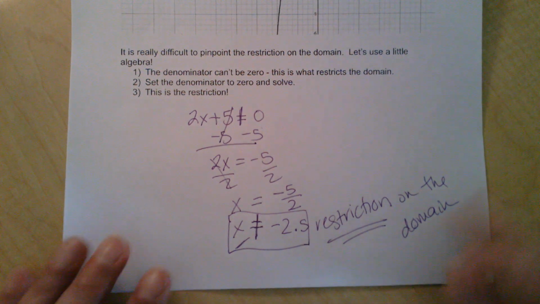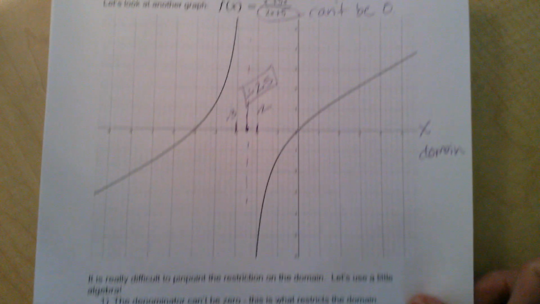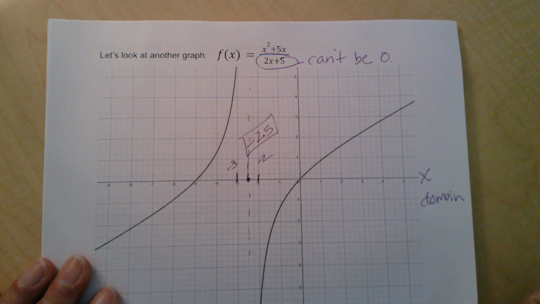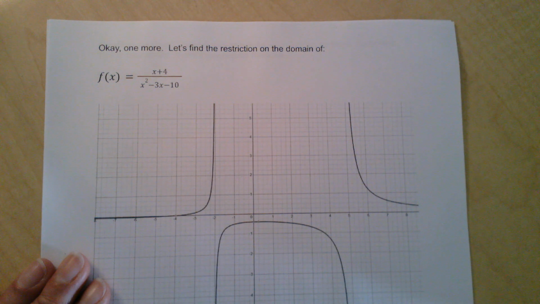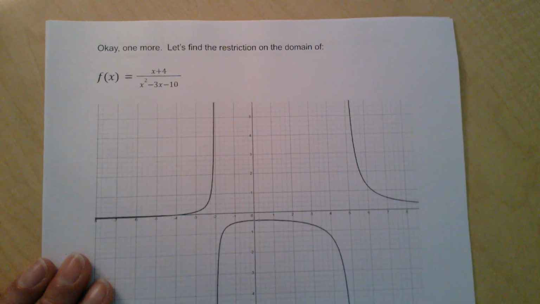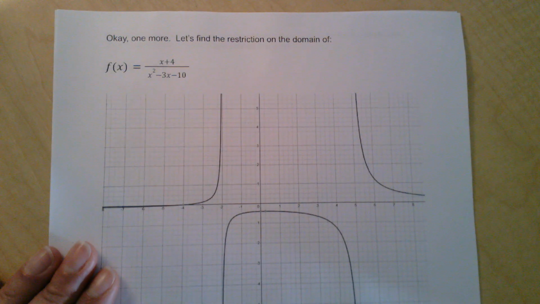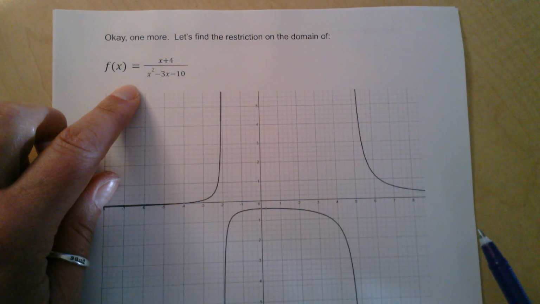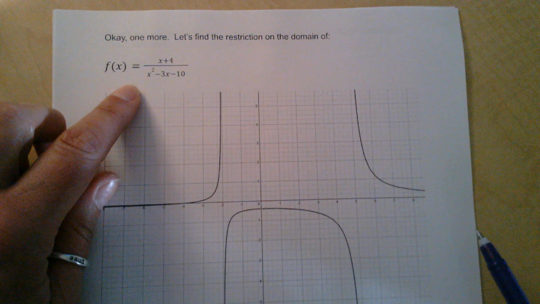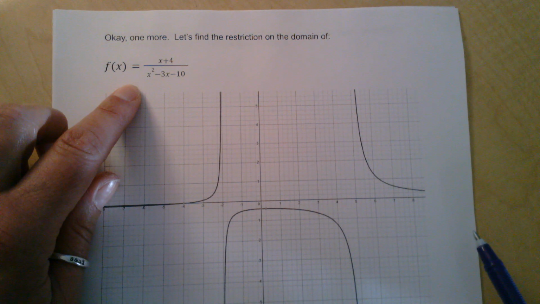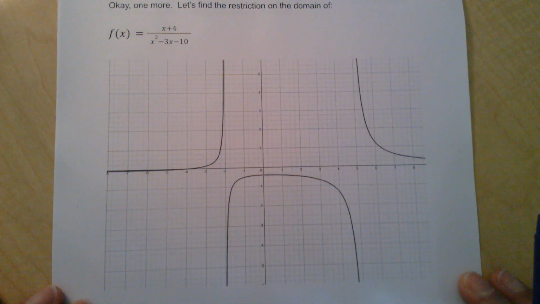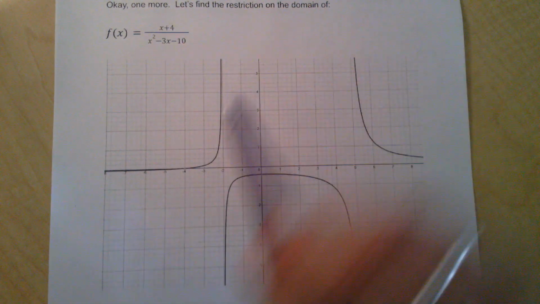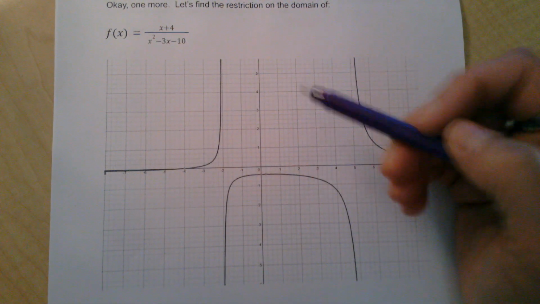Okay, let's try one more, just to see, because these graphs are getting crazy. Let's see what happens if we get a little bit more complicated. Okay, wow, look at this one. Okay, one more. We're going to find the restriction on the domain of f of x equals x plus 4 divided by the quantity x squared minus 3x minus 10. And this is what the actual graph looks like. I'm getting excited.